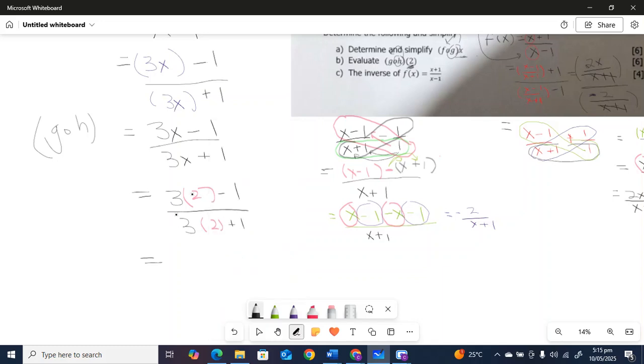So 3 times 2, that is 6. 6 minus 1, that is 5. Over 3 times 2, that is 6. 6 plus 1, that is 7. So 5 over 7. That is your answer.